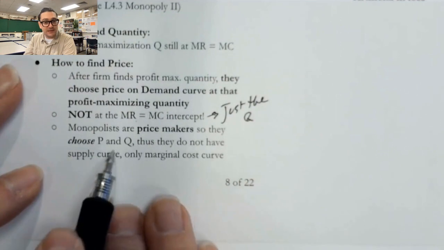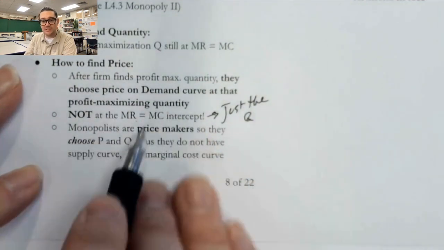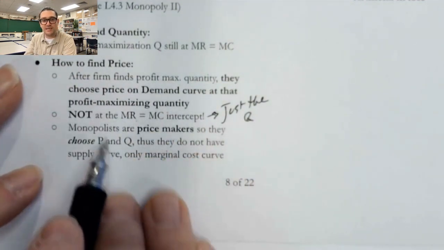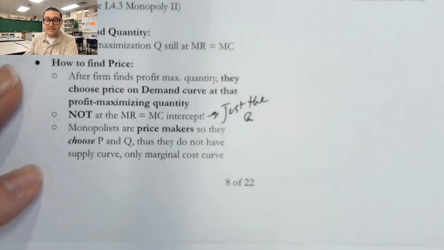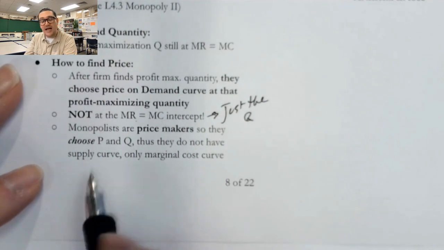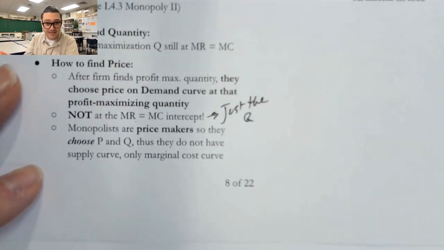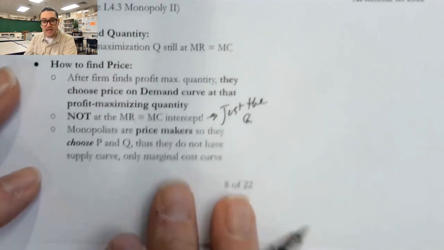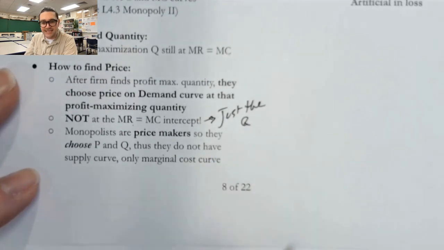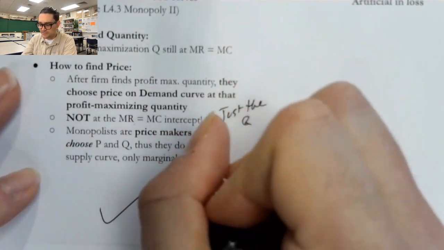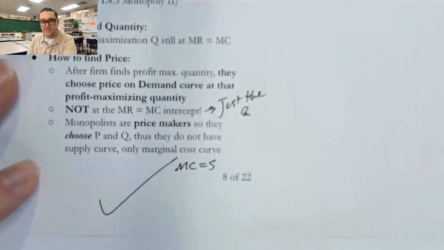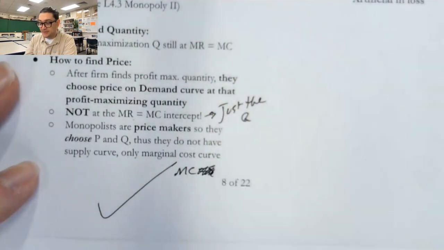We call them price makers because they choose the price as a result of determining that quantity. So once they find the quantity, they just pick a price that goes correspondingly with it. And as a result of that, they technically don't have a supply curve. There's no increasing quantity supplied in response to a higher price, because they're the ones picking the price. That means that they really only have a marginal cost curve. Now, you're not going to get dinged if you draw this marginal cost and write MC equals S, but it's more technically accurate just to say MC for a monopoly.